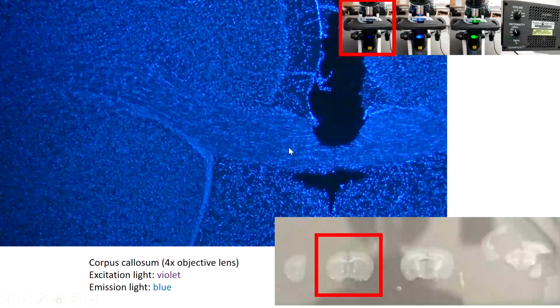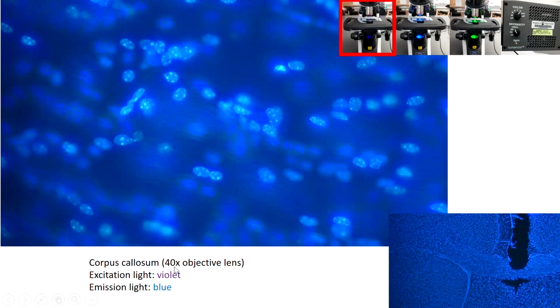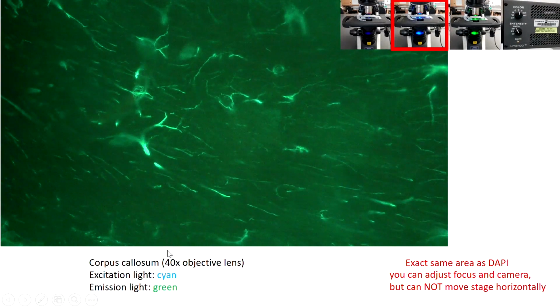Now let's go to higher magnification. So this is a 40x objective lens. You can see all these cells lined up, which we already saw before. And then this is under a cyan excitation light. So I turn the light into cyan and see the light coming through this way. That is cyan, and the emission is green. So that's why you see this green here. And this is the GFAP stain, which means all these stained regions belong to astrocytes.